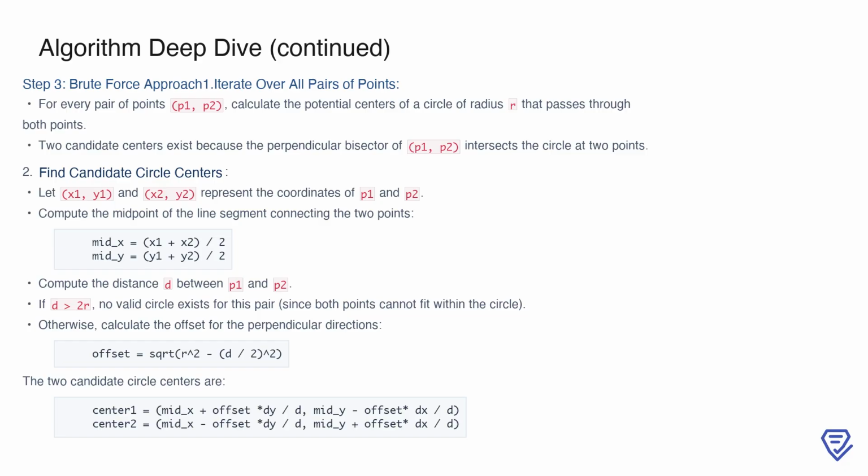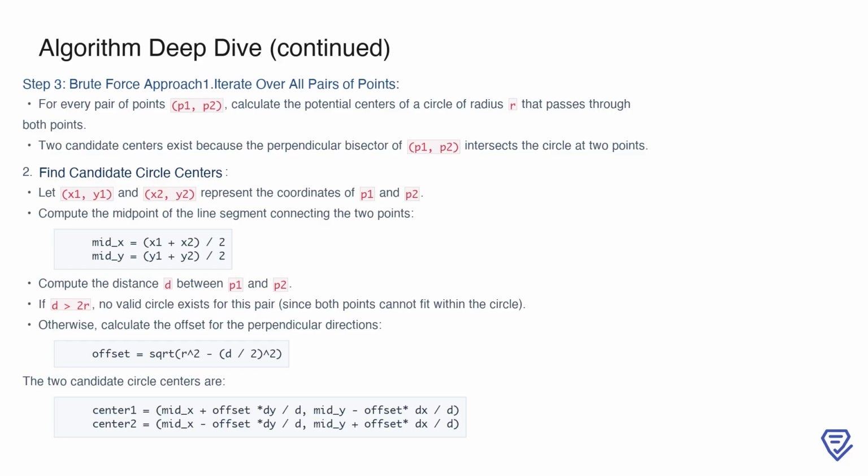First, we iterate over all pairs of points, aiming to calculate the potential centers of a circle with radius r that passes through both points. For each pair of points, P1 and P2, two candidate centers can be derived because the perpendicular bisector of the line segment connecting P1 and P2 intersects the circle at 2 points. Let the coordinates of P1 and P2 be (x1, y1) and (x2, y2). The midpoint of the line segment is calculated as the average of their respective coordinates. Next, we compute the distance, d, between the 2 points. If this distance exceeds 2r, no valid circle exists because both points cannot fit within the circle.